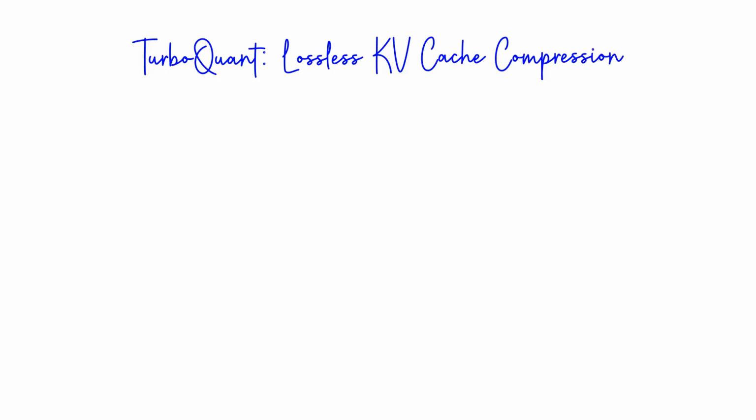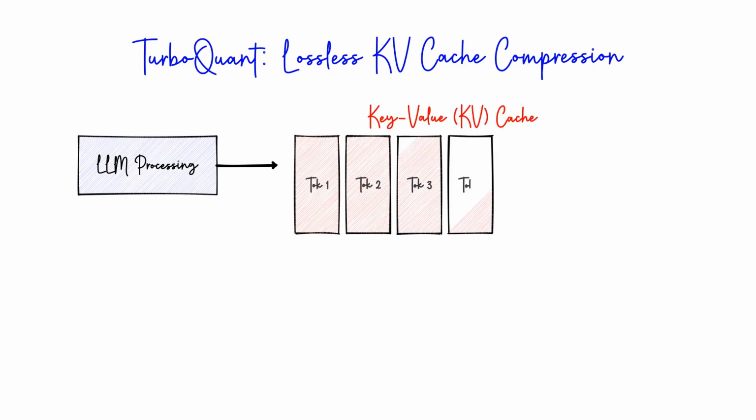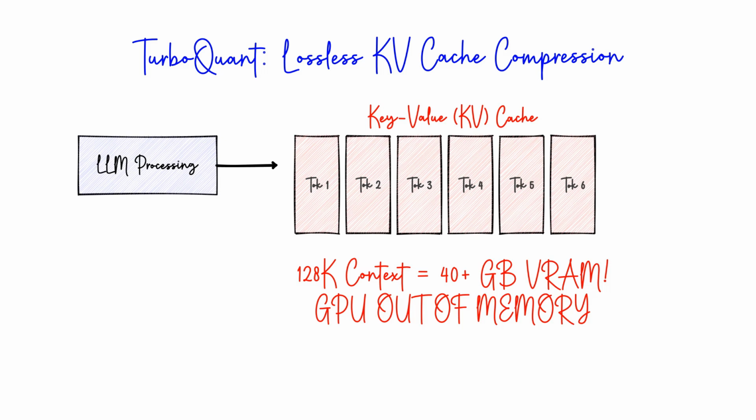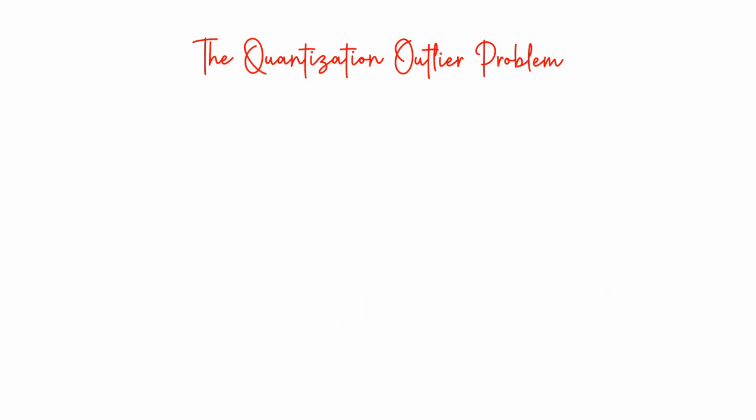During text generation, a transformer stores the key and value representations of every past token. It avoids redundant computation, which is great. But the KV cache grows linearly. At a 128,000 token context, even a modest 8 billion parameter model consumes over 40 gigabytes of VRAM just for the cache. Your GPU runs out of memory, performance plummets as data swaps to CPU RAM, and inference grinds to a halt. The obvious solution is quantization.